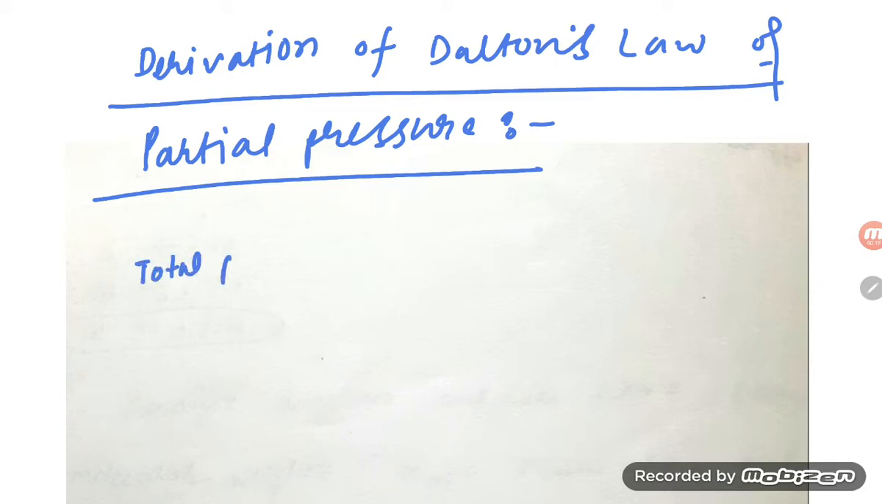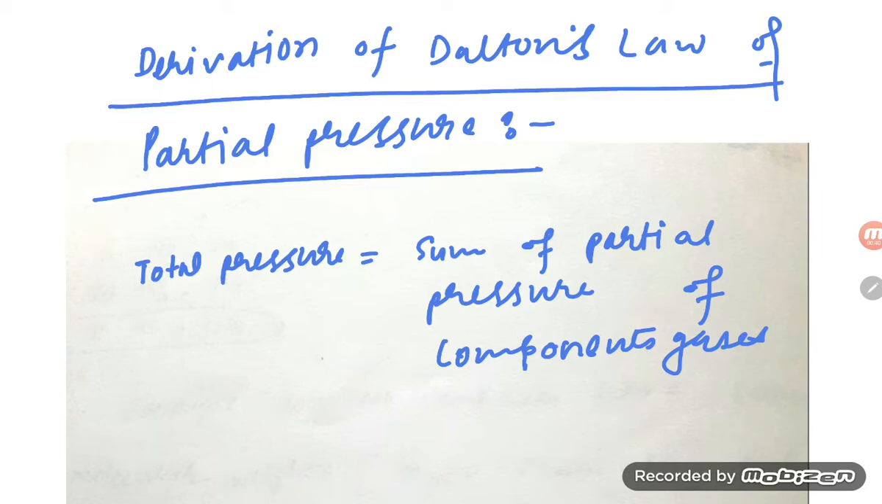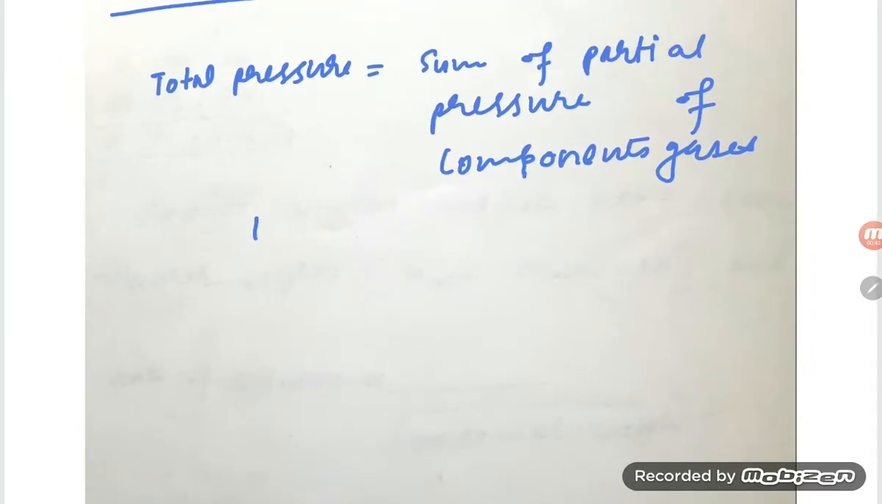is equal to the sum of the partial pressures of the component gases. This is the law. So what is the total pressure? So P total is equal to what, students? That is P1 plus P2 plus P3, and whatever other gases there may be.